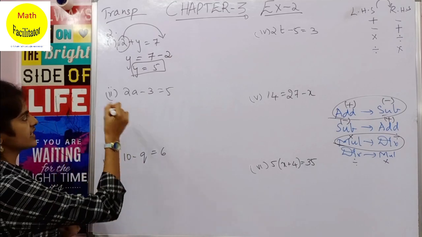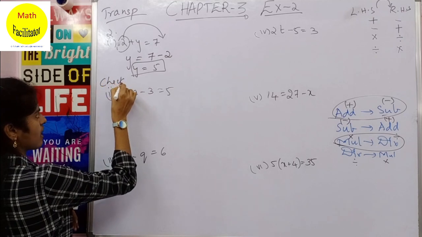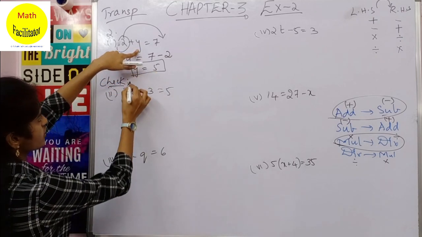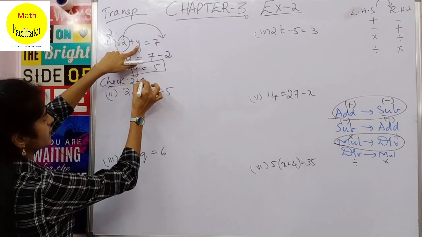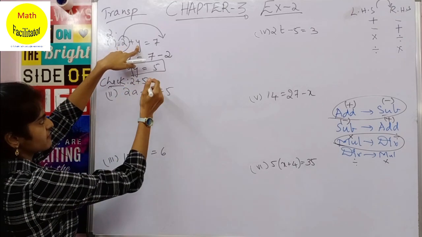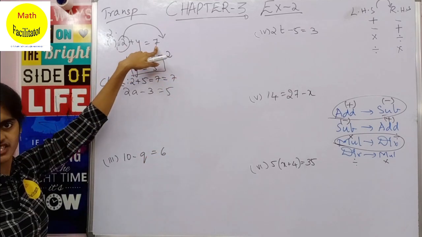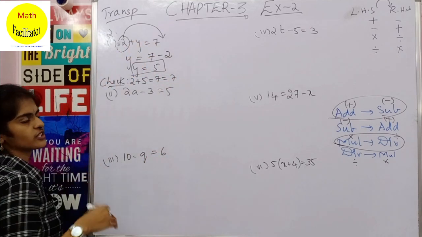Here we should also check the answer. So how will you check? Simple, substitute y here. It is 2 plus, in the place of y you substitute 5. So 2 plus 5 is nothing but 7, which is equal to our RHS. Okay, so now moving on to the next one.